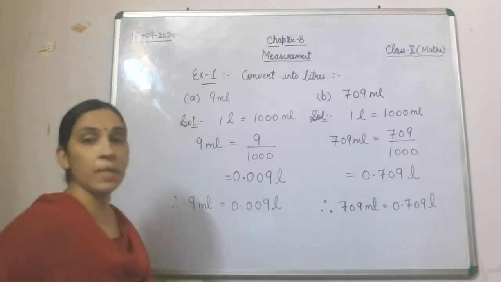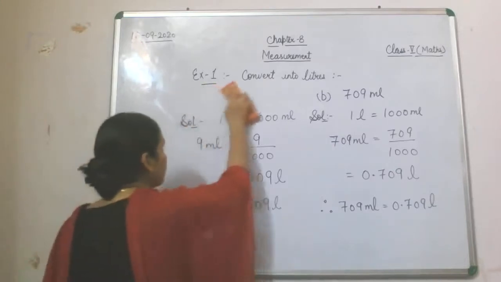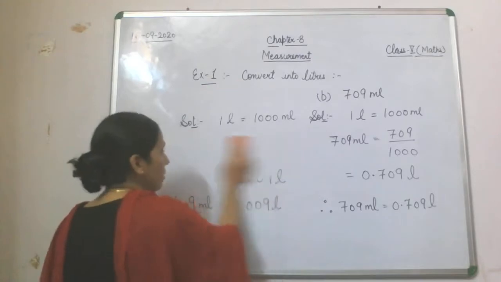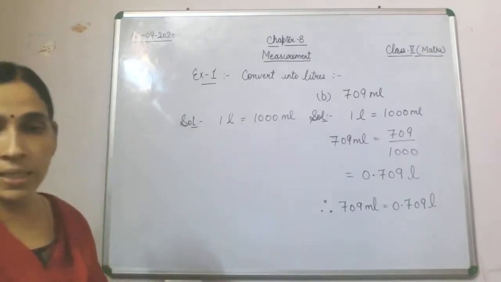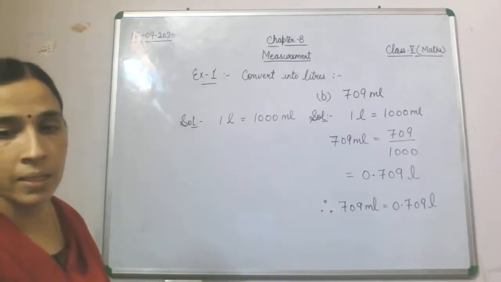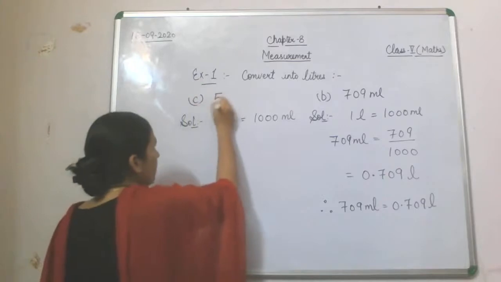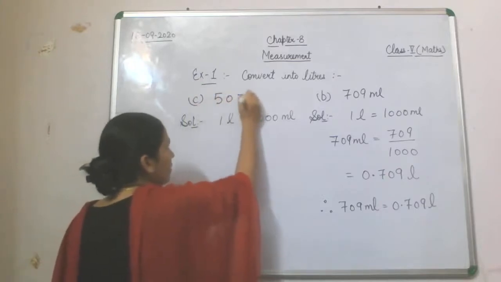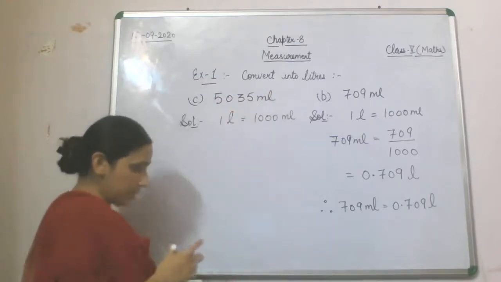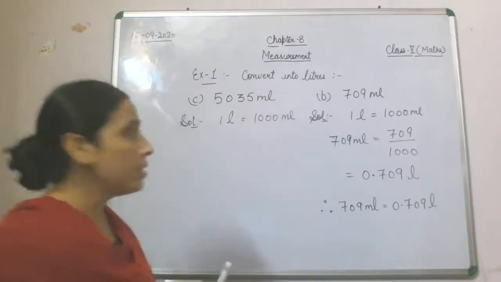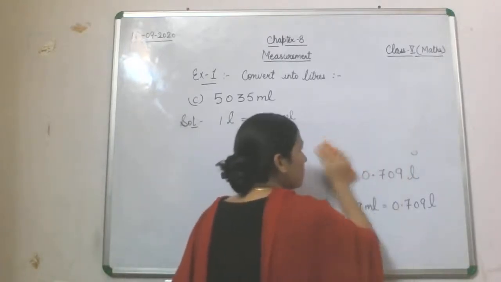Again, C part is given in milliliter. Let's see how we will convert that. C part is 5035 milliliter. Till that time I am completing this question. So I'll start this C part.